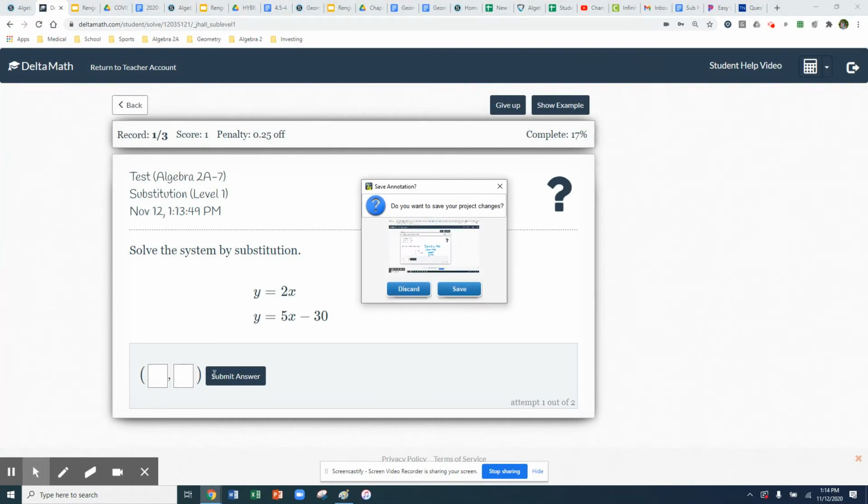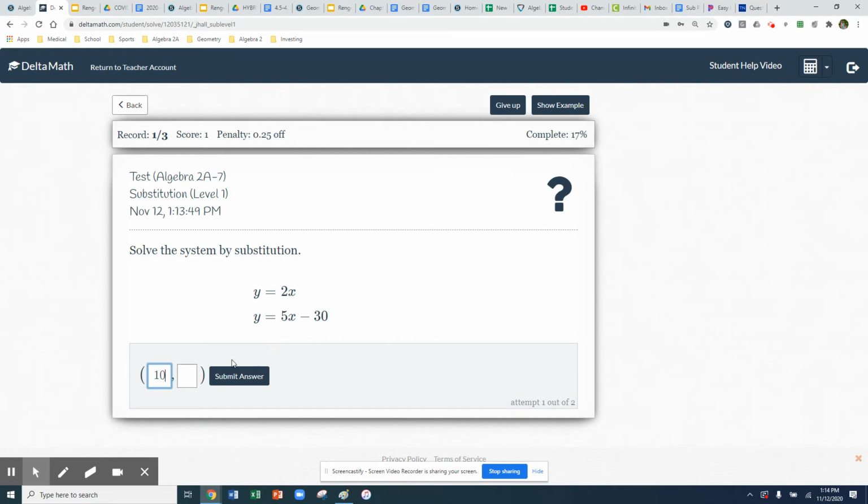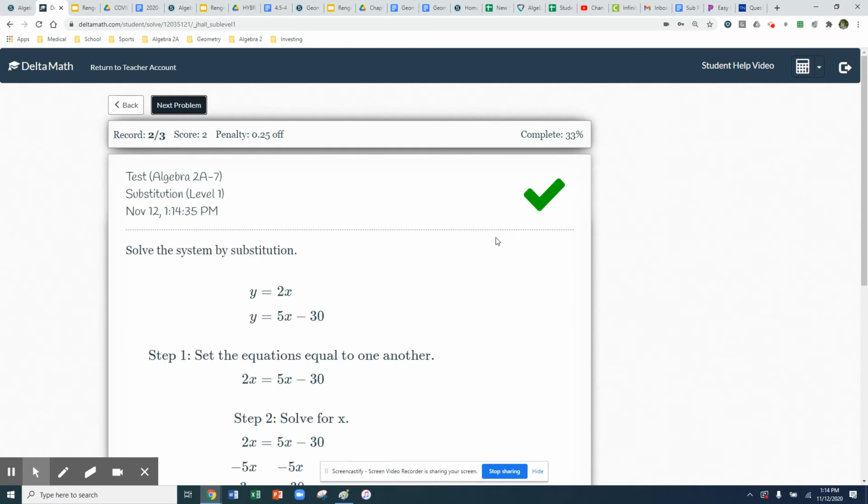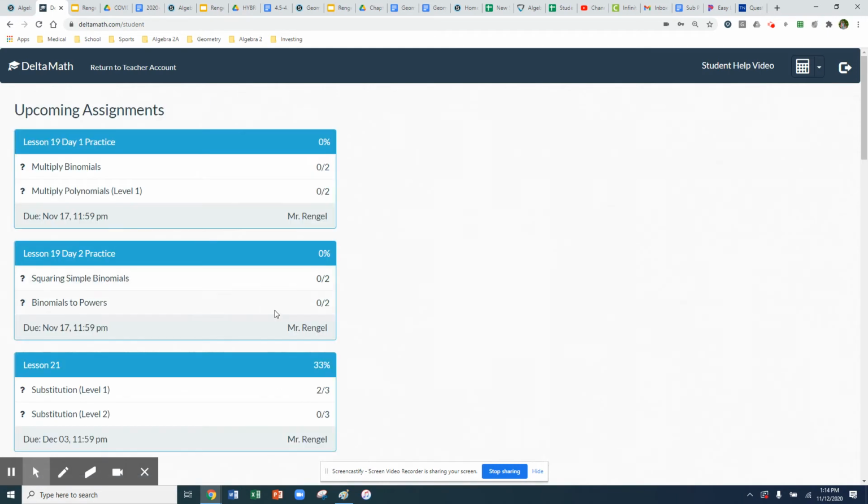So again, we'll put our 10 first. X is 10, Y is 20. Substitute our answer in. There it is. So we get our complete check. All right, now we'll move into part 2, level 2.